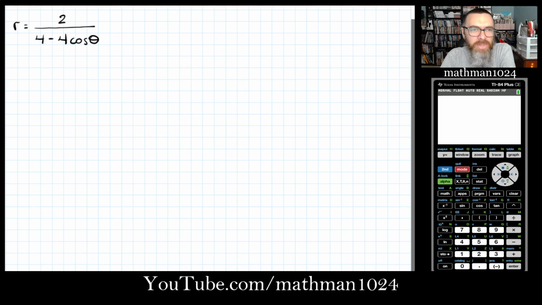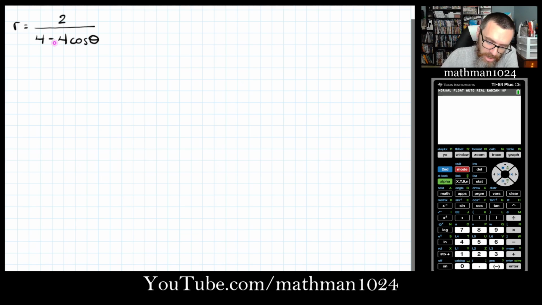All right, so let's take a look at this one. We have r equals 2 over 4 minus 4 cosine theta. Right away, I'm seeing cosine theta. So that tells me that my directrix is going to be perpendicular to the polar axis. And because of the minus, it's going to be to the left of the pole.